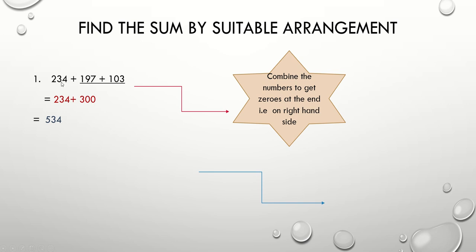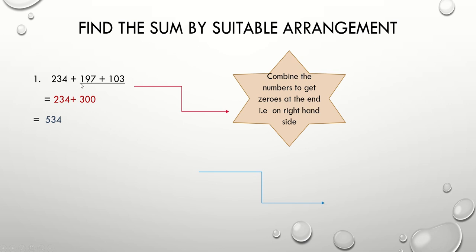You are saying, ma'am, I want to add 234 and 197. Just check the unit place. 7 and 4. When you add 7 and 4, are you getting 0 at the unit place? No, it would be 1. 7 plus 4 is 11. I am not getting 10. I am not getting 0 at the unit place. So I will not make a pair of these two numbers.